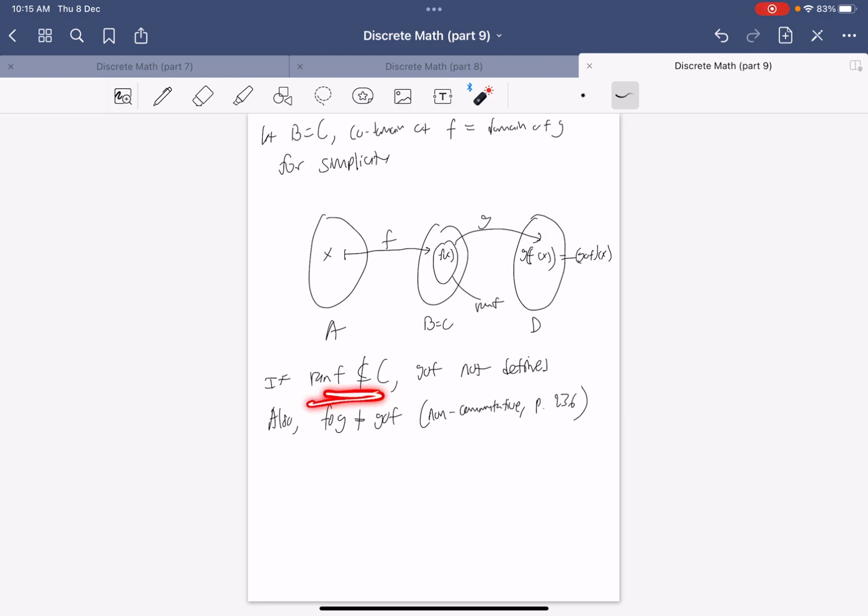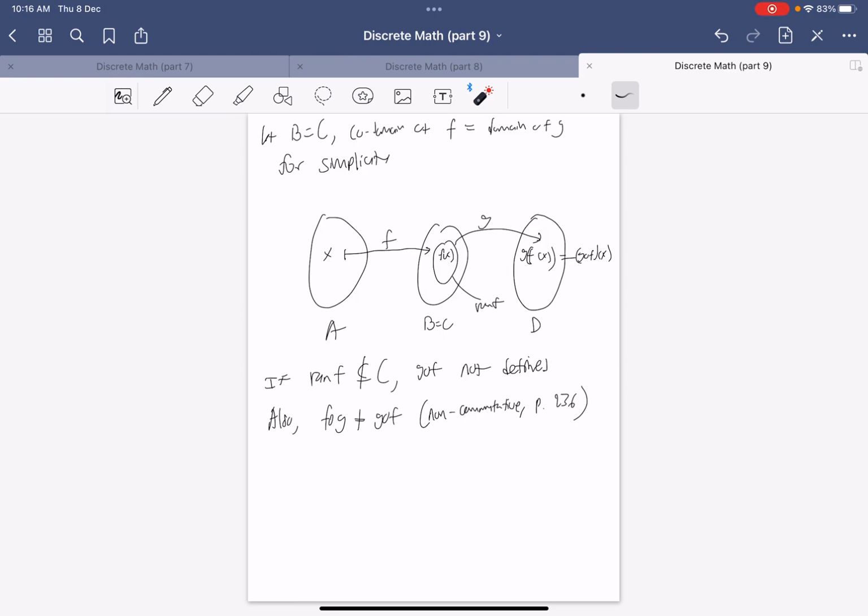You can then see that if the range of f is not a subset of c, then g circle f is not going to be defined. Because it could be the case that f sends an element x to somewhere outside c and then the function g doesn't know what to do with it. So we don't define it. We also like to note that f circle g is not the same as g circle f in most cases. And this just means that the composition of functions is non-commutative. You can refer to page 236 to better understand it by seeing more examples. I'll let you do that on your own reading, but really please read if you do not understand it.